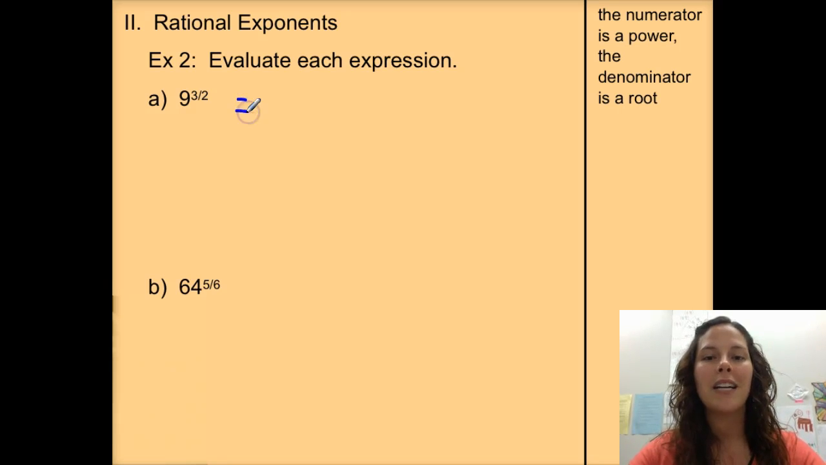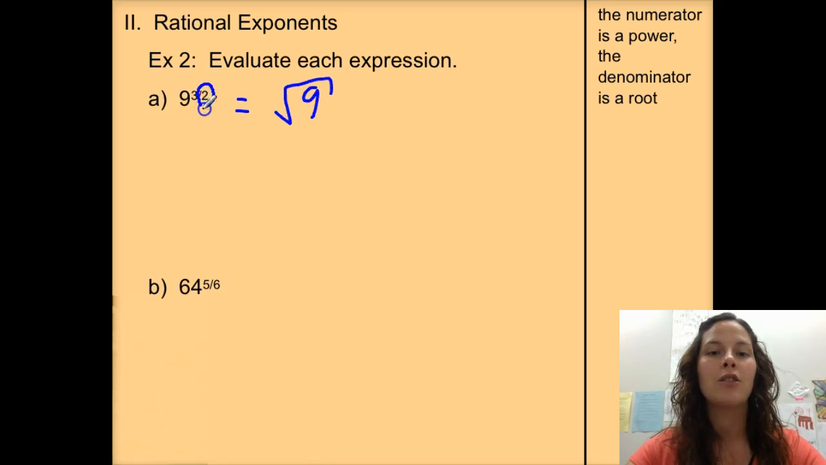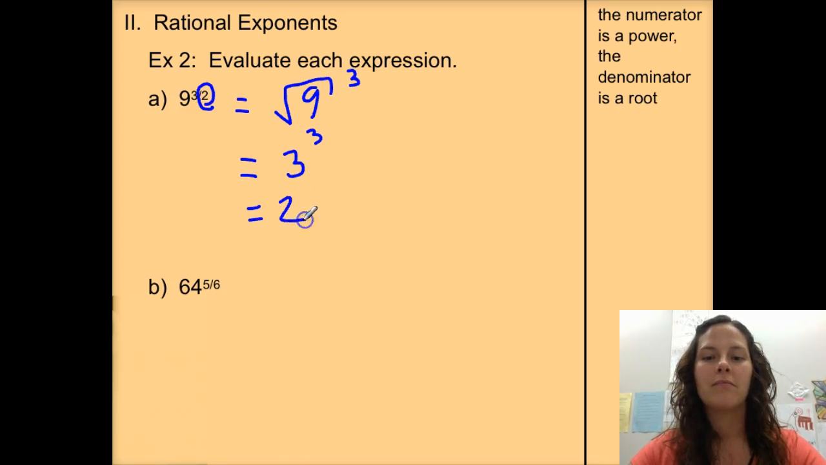So starting with our 9 to the 3 halves, when you evaluate these without a calculator, you want to do the root first because it will make the number smaller before you make it larger by raising it to the power. So I'm going to take the square root because 2 is the denominator, so that is the root of our exponent. And after I do that, I will raise it to the third power. Square root of 9 is 3, and 3 cubed is 27.